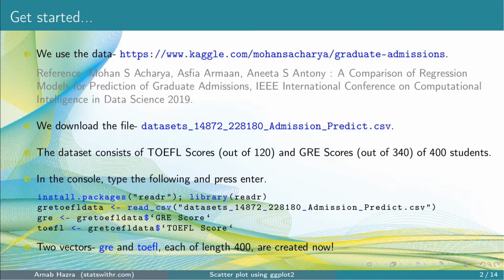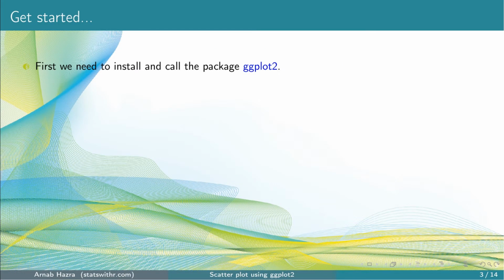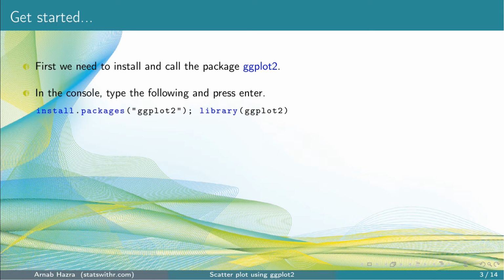We want to create a scatter plot where we plot the TOEFL scores along the x-axis and GRE scores along the y-axis. Before we move to create the ggplots, first we need the package ggplot2. So we need to install it and call it into R or R Studio. For this, we use the commands install.packages and library, similar to the package readr. Now we are ready to create the ggplot.